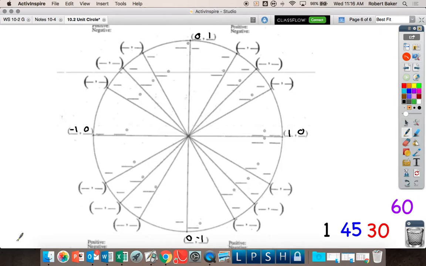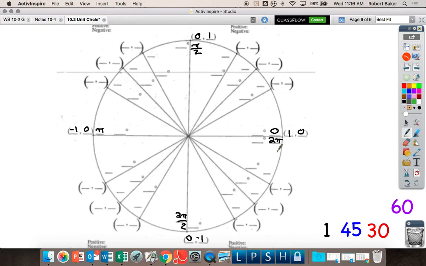Do you want to go degrees first or radians? Radians first. Bold move. Radians would be over here where the 0 degree mark is: 0 radians. Pi over 2 radians. Pi radians. 3 pi over 2 radians. 2 pi radians.